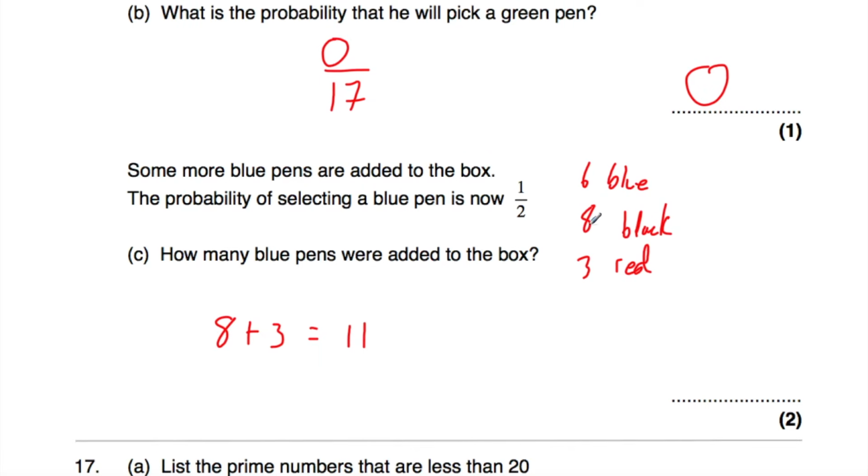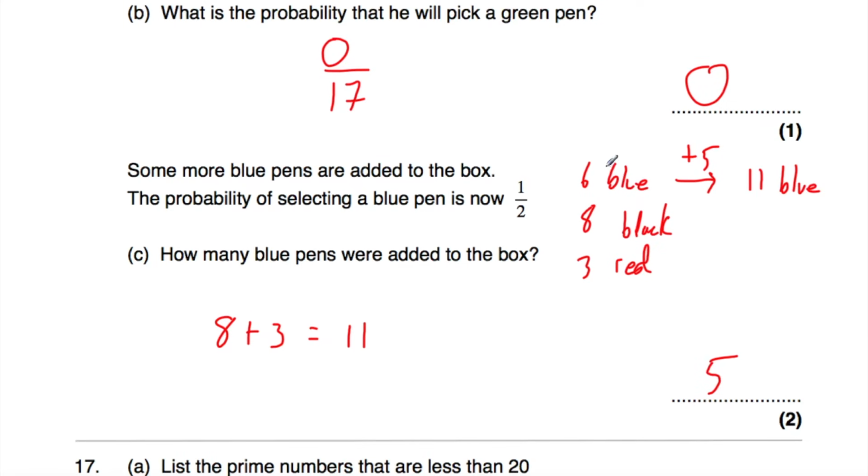For there to be a probability of selecting a blue pen of a half, there must be an equal number of blue pens and not blue pens, because a probability of a half means you're as likely to select blue as not. That's an even chance, remember? So there must now be 11 blue pens as well: 11 blue and 11 not blue. If there's 11 blue pens in the box, that means 5 blue pens have been added. So the question is how many blue pens were added to the box? The answer would be 5.